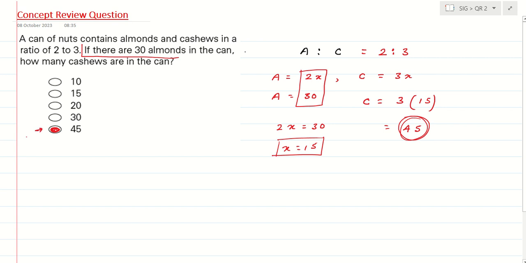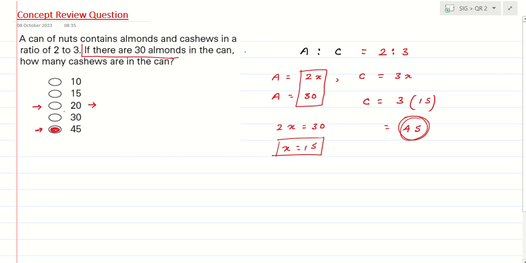Make sense? That's all. Very, very simple. I can use backsolving also here. How do you use it? Look at option C. I'll go with C. If the number of cashews is 20, what is the value of x? Three parts is 20, no?